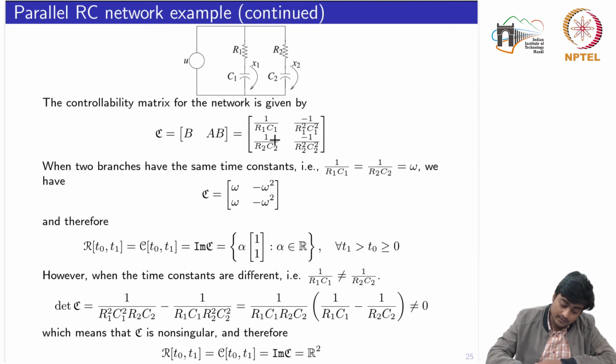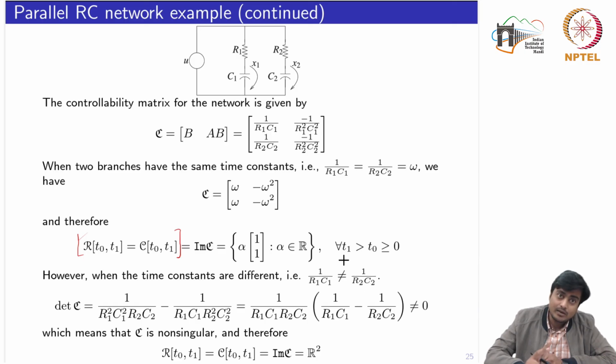So if I put R1C1 equal to R2C2 here, we would have the controllability matrix equal to this, right? And therefore we would have the reachability subspace equal to the controllability subspace, which is the conclusion we had seen in the previous example. Now which is again the image of C, which is again given by some alpha times 1.